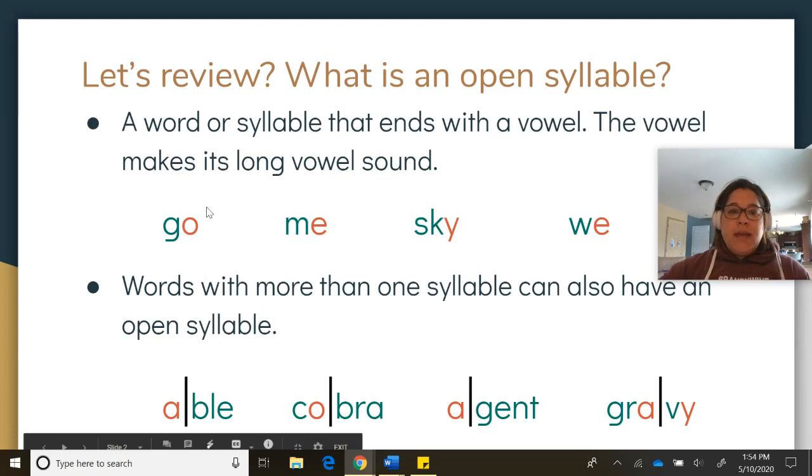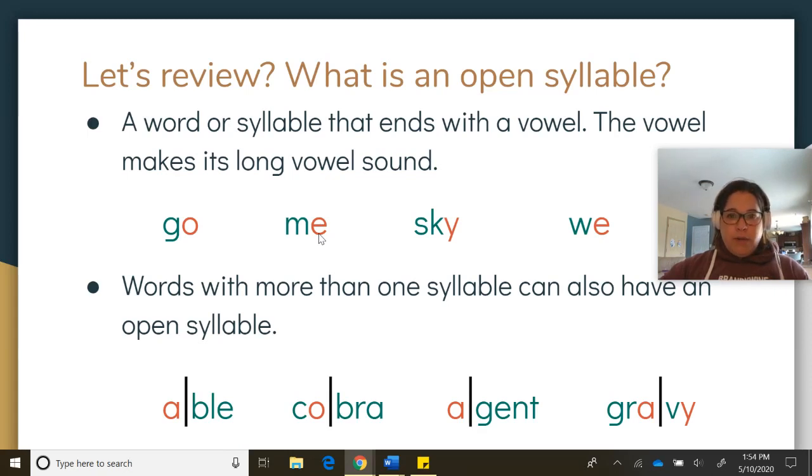Go. Ends with a vowel, has the long O sound. It makes it an open syllable. Me. It ends with a vowel. It makes the long E sound. It makes it an open syllable word. Sky. Ends with a Y, which acts like a vowel. Uses the long I sound. It makes it an open syllable word. And last one, we. It ends with a vowel. It makes the long E sound. It makes it an open syllable.